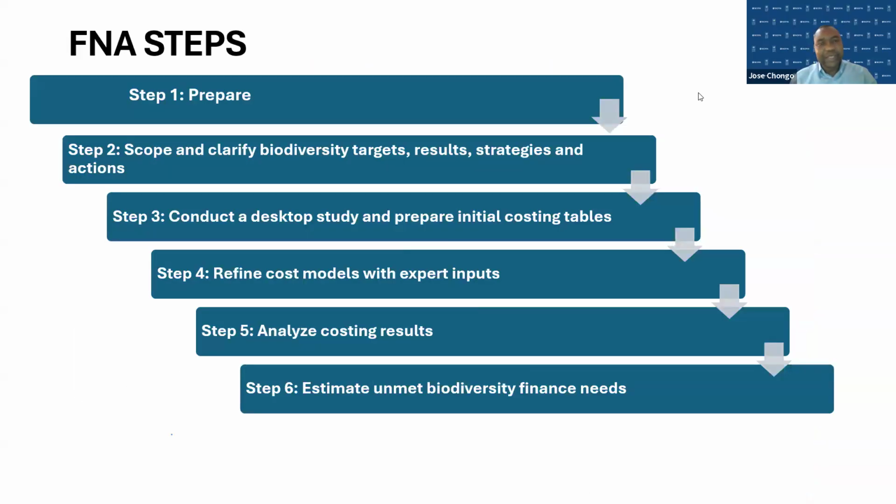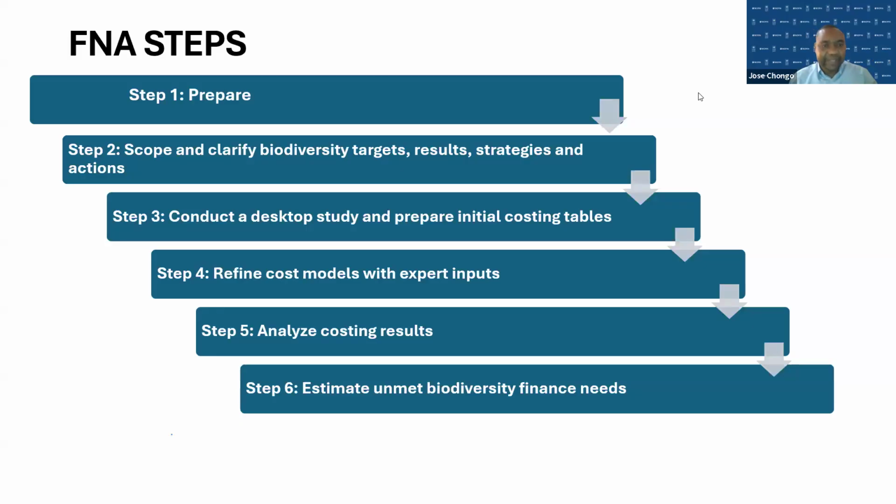So how do we conduct this process? What are the steps that are involved? Here we summarize the key steps involved in conducting the FNA, which are six. First, you have to prepare, setting up the team, and identifying the data and institutions that will be involved. The second step is to scope and clarify biodiversity targets, results, strategy, and actions. Here's where you first have to decide whether the NBSAP is enough to conduct this exercise or you will need to include other strategic planning instruments on biodiversity.